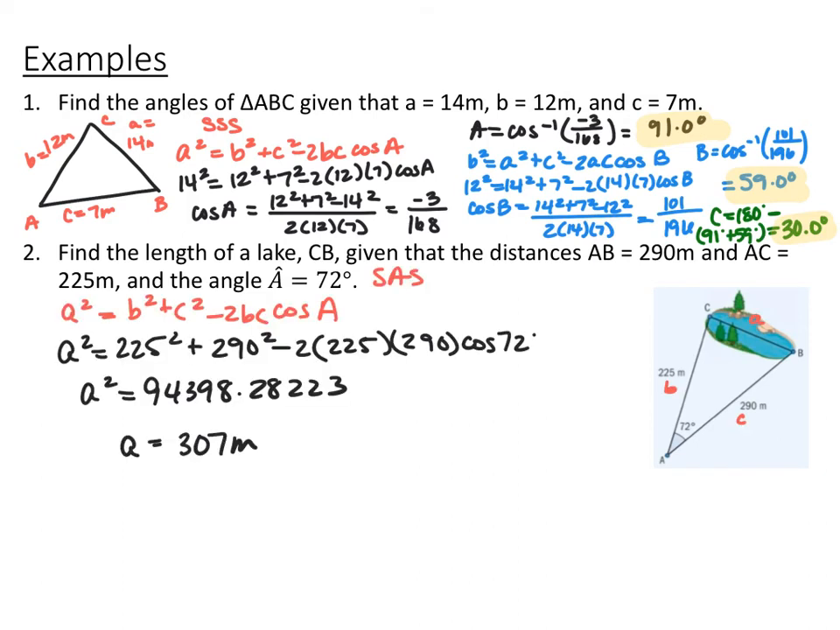So we have a side angle side triangle, which means we can use the law of cosines, and I called this side A over here because this was angle A. So A squared is equal to B squared plus C squared minus 2BC cosine A, where B was 225 meters and C was 290 meters, and angle A was 72 degrees. Plugged all that in my calculator and got A to be 307 meters.